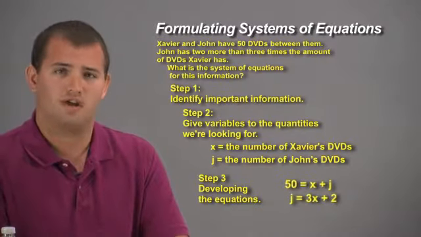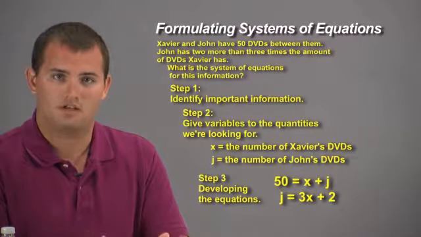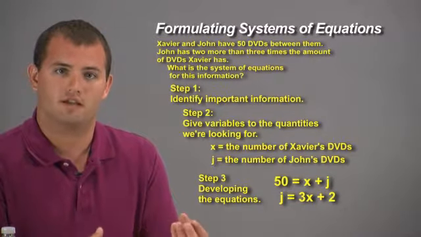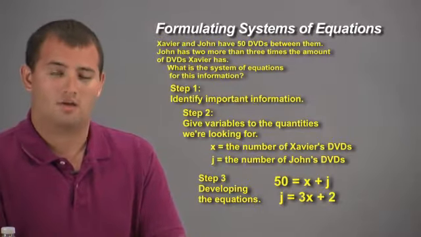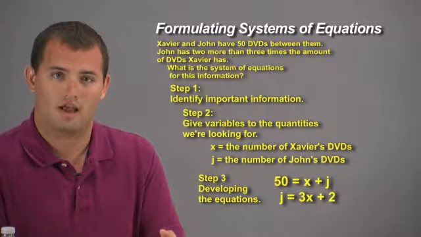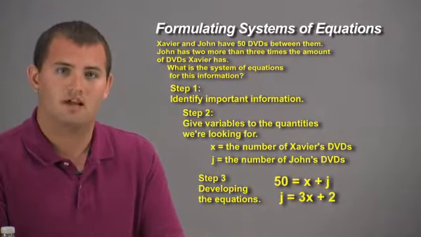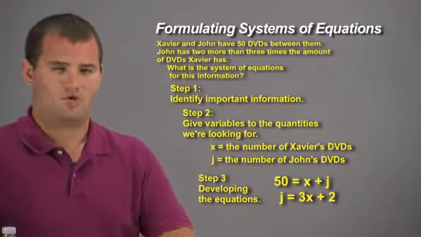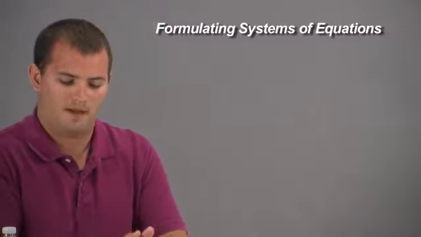And so here are our equations. 50 is equal to x plus j. 50 DVDs is equal to the number of DVDs Xavier has plus the number of DVDs John has. And our second equation is j is equal to 3x plus 2. The number of DVDs John has is equal to 2 more than 3 times the number of DVDs Xavier has. Pretty simple, right? Let's work another example.